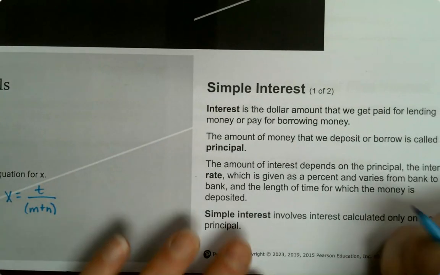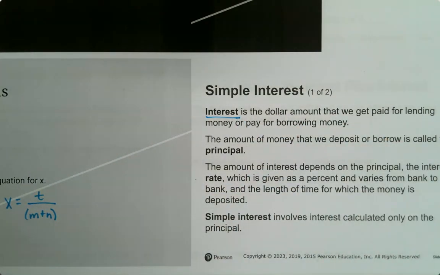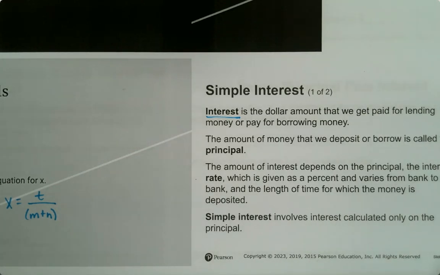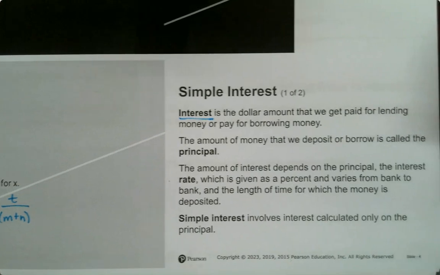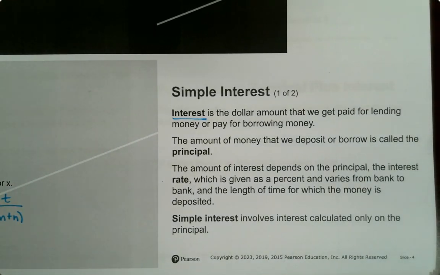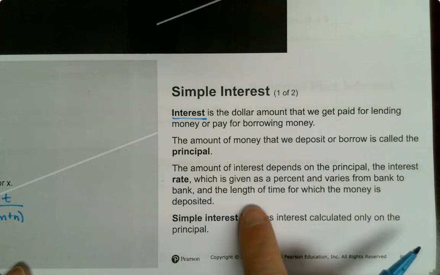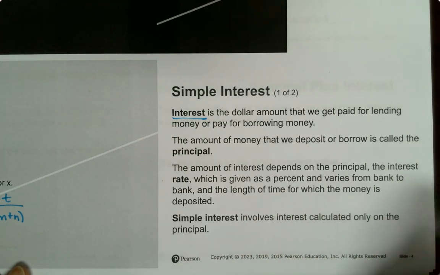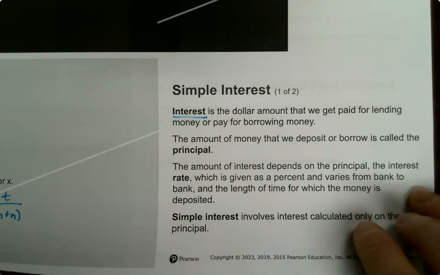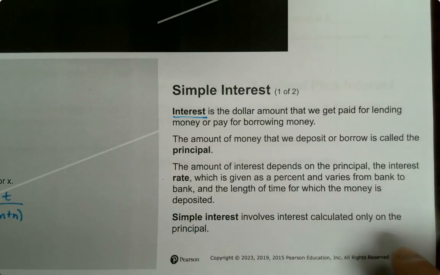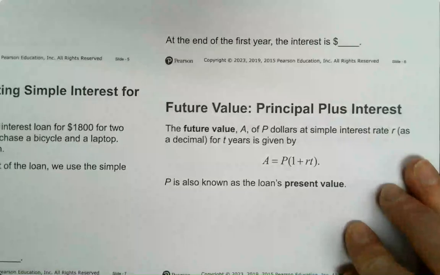All right, simple interest. Our words. Interest is the dollar amount that we get paid for lending money or pay for borrowing money. The amount of money that we deposit or borrow is called your principal. The amount of interest depends on principal, the interest rate, which is given as a percent and varies from bank to bank, and the length of time for which the money is deposited. Simple interest involves interest calculated only on principal.